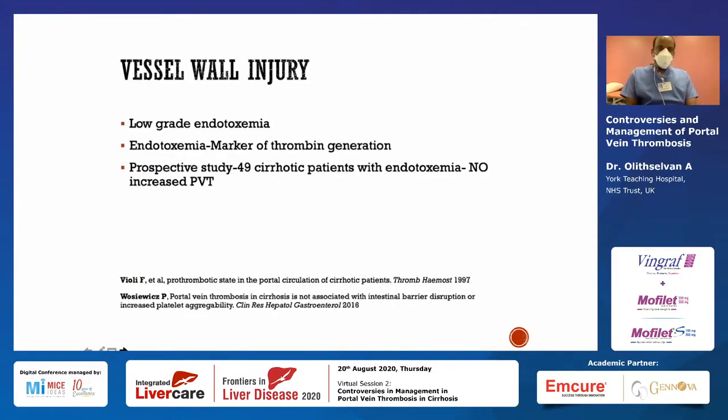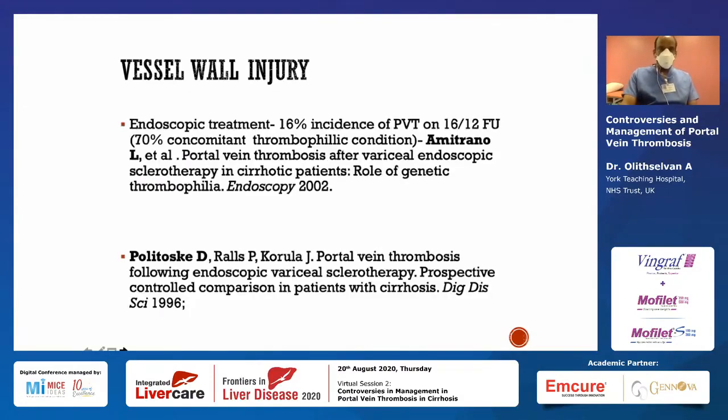Again, the third component of the Virchow triad is vessel wall injury. It is well known that endotoxemia is a marker of thrombin generation, and endotoxemia happens in patients with liver cirrhosis. But if you look at prospective studies of endotoxemia in cirrhotic patients, and follow them up, there's no increase in portal vein thrombosis. So although endotoxemia is known to produce thrombin generation, we do not see that in cirrhotic patients.